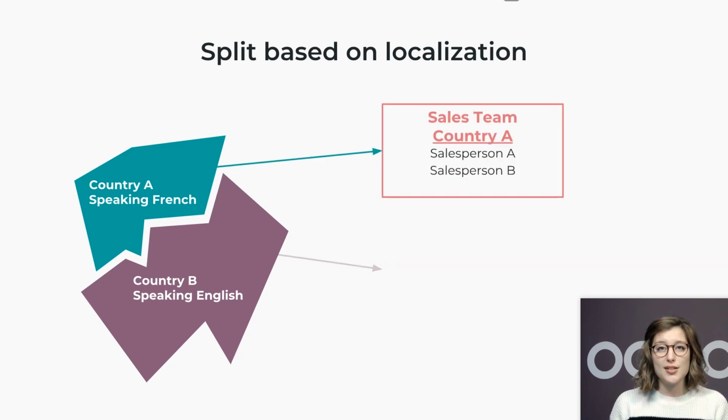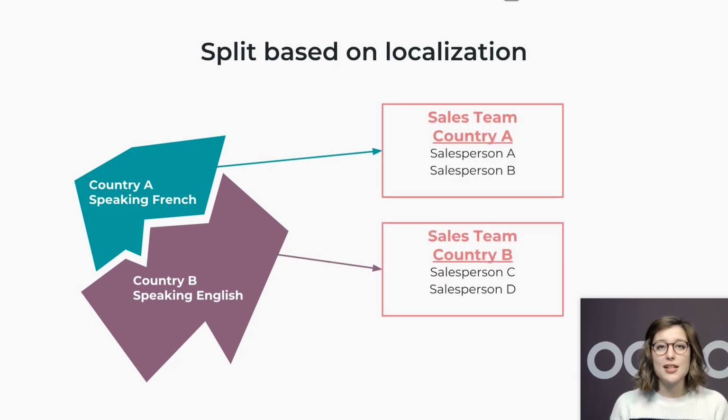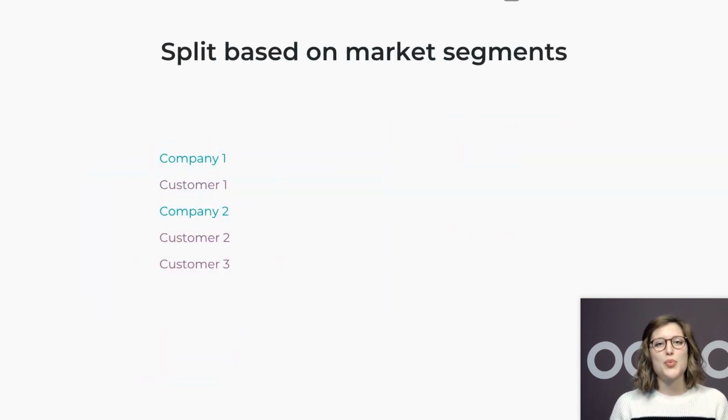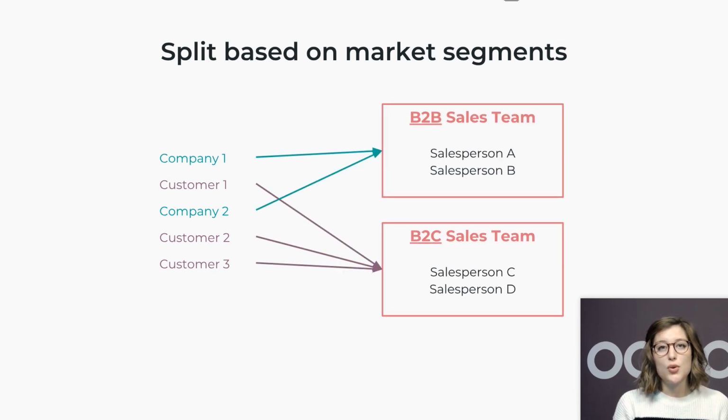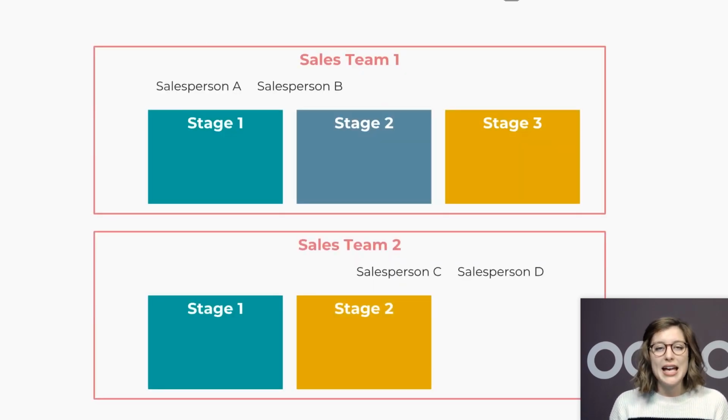A common approach to this is to split the teams by localization, so by country, region, or city. You can group your customers who often speak the same language, have the same habits or cultural backgrounds, and connect them with the appropriate and dedicated sales team. Another common approach is to split the teams based on market segments, so by your customers' profiles or the products that they buy. So for example, you might have one team who sells specifically to other businesses, so B2B, whereas you have another team who sells specifically to the customers, B2C. Since they don't go through the same sales flow, it makes sense to have specialized teams.